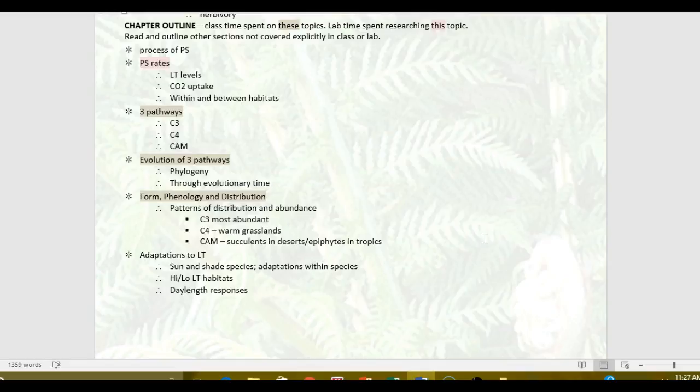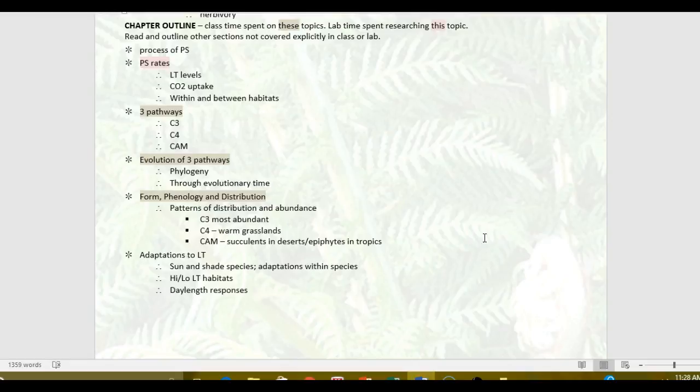And just distribution, how those things interact. So we'll look at patterns of distribution and abundance, where we find these three different mechanisms of photosynthesis. We'll look at adaptations to light, sun plants versus shade plants.